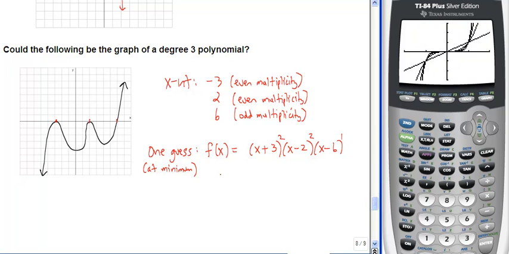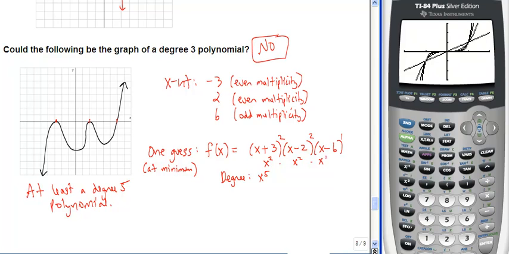So what would be the leading degree here? What would be the dominant term if I were to FOIL this out? This would have degree x squared times another x squared times an x to the 1st, which would make this at least a degree 5. So this graph is at least a degree 5 polynomial. So the answer to this question of whether this is a degree 3 polynomial, it has to be no.